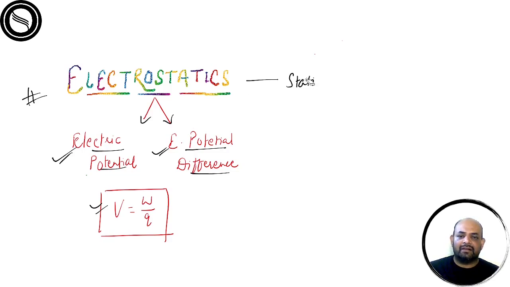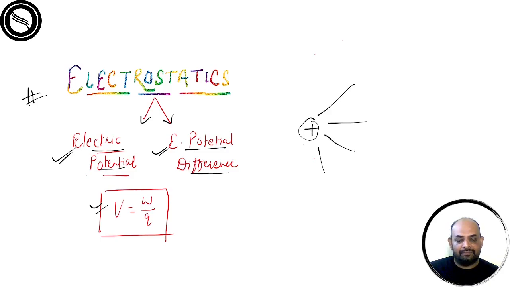Now let us start with the concept behind electric potential. We cannot explain potential or potential difference without explaining the electric field and electric force, so I'll give a little background. Suppose one positive charge is placed here. Whenever we have a charge, there is an electric field in the surrounding area. How do we define a field? If you place another charge in this field, it will feel a force.